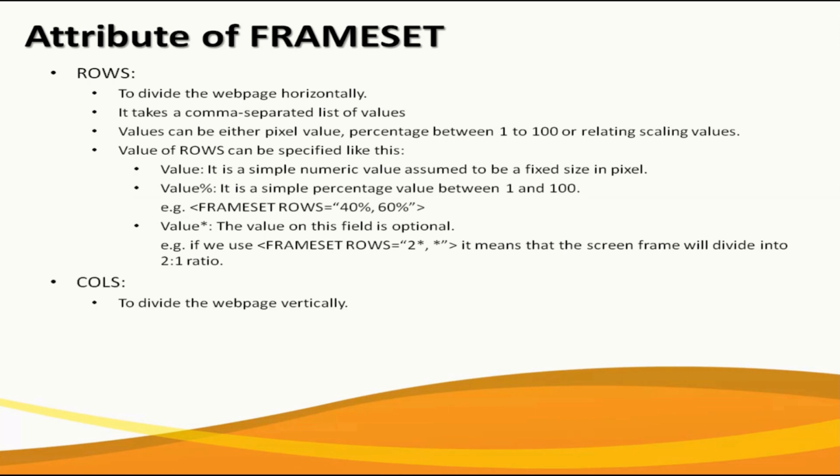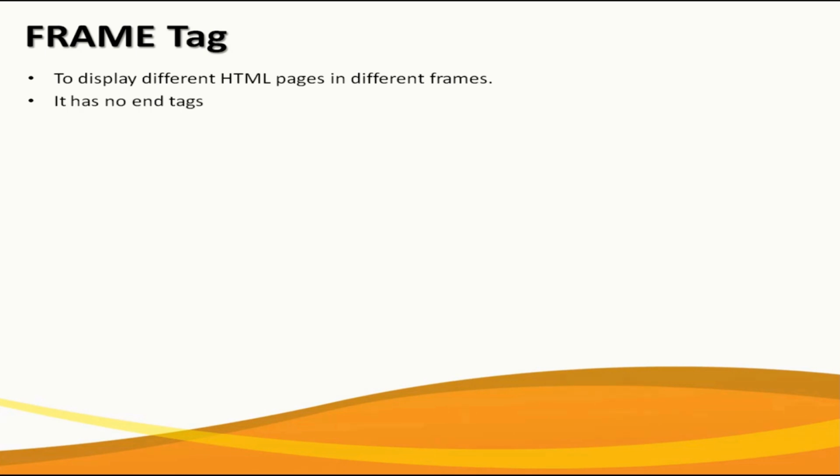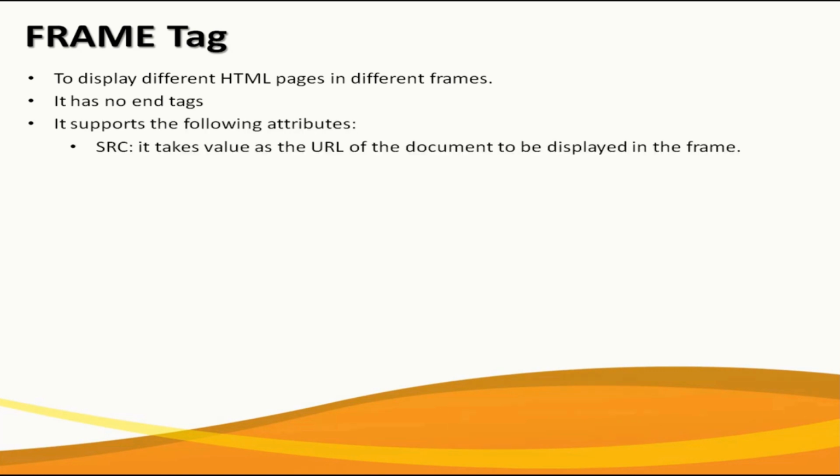Our next attribute is cols. It is used to divide the web page vertically. Like rows, it also takes a comma separated list of values. Syntax and values are the same as rows, except cols in place of rows. Our next one is the frame tag. It is used to display different HTML pages in different frames. As this is an empty element, it has no end tag. It supports the following attributes.